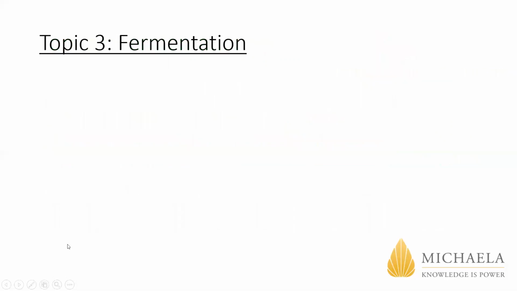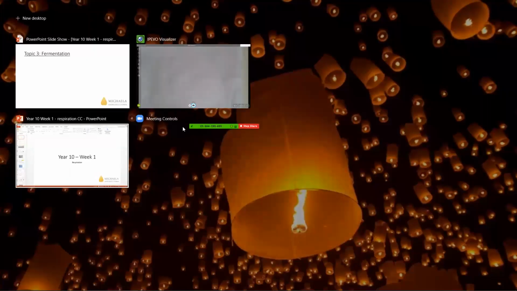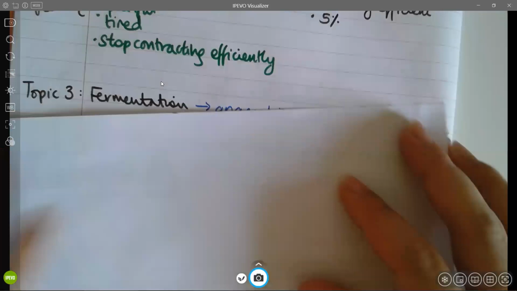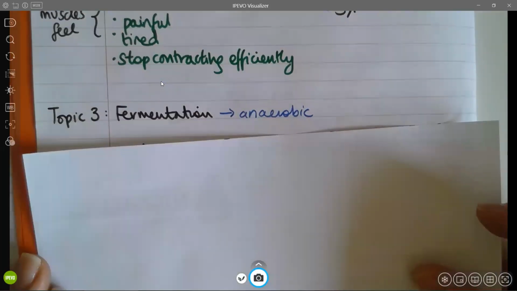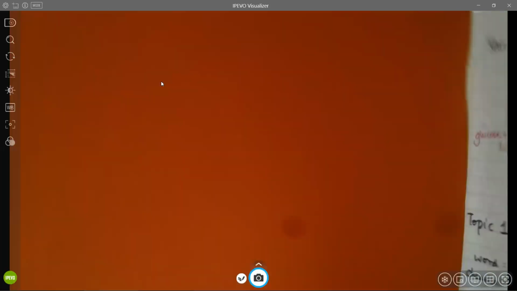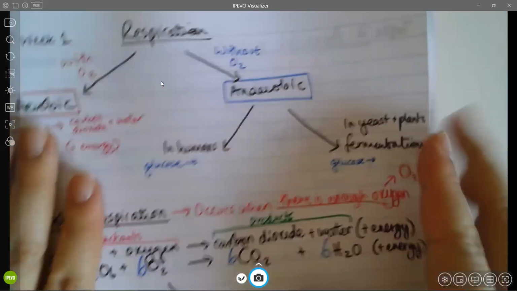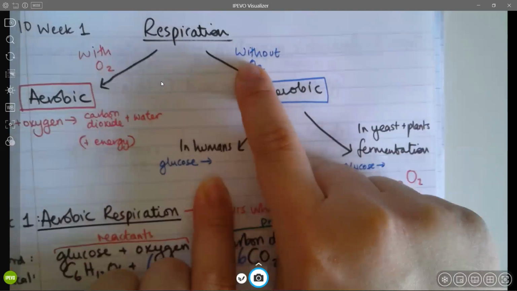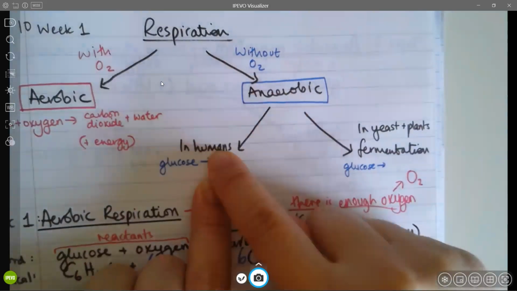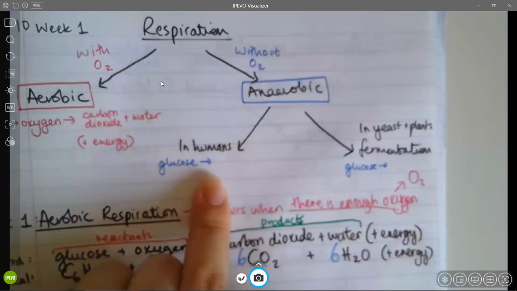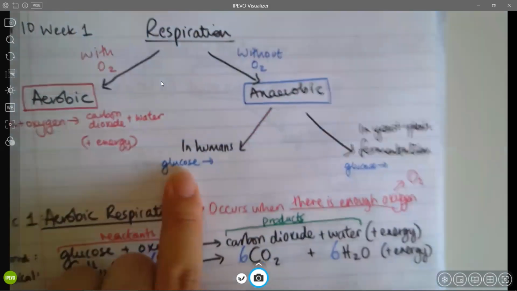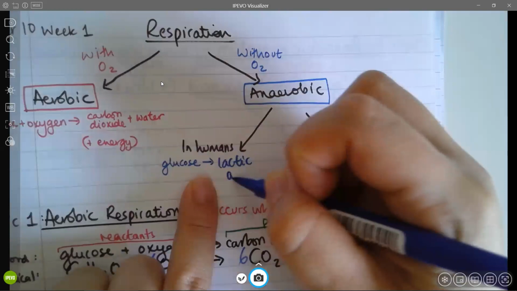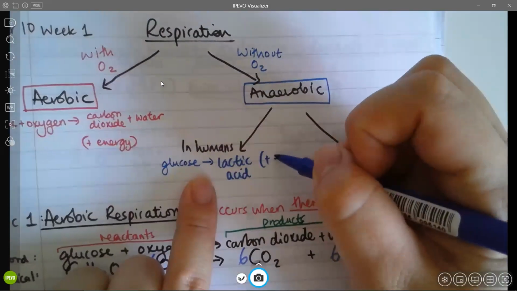Final topic is our fermentation topic. So, fermentation then. Fermentation is another strand of anaerobic respiration. If I show you our flow chart, you can see, so far, we looked at, without oxygen, anaerobic respiration in humans. And you should be able to tell me that it's glucose, which changes into lactic acid, plus little energy is released.